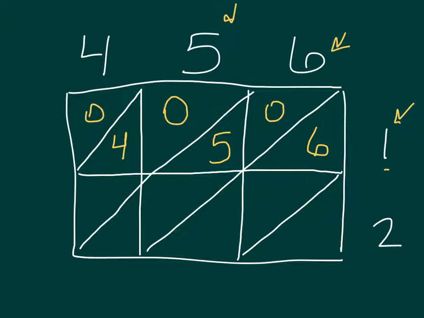Now I'm ready to move down and multiply by the 2. 6 times 2 is 12, so the 1 goes in the top box and the 2 goes in the bottom box. 5 times 2 is 10, so the 1 goes in the top and the 0 goes in the bottom. And then 4 times 2 is 8. So I'm back to using a 0 with the 8.